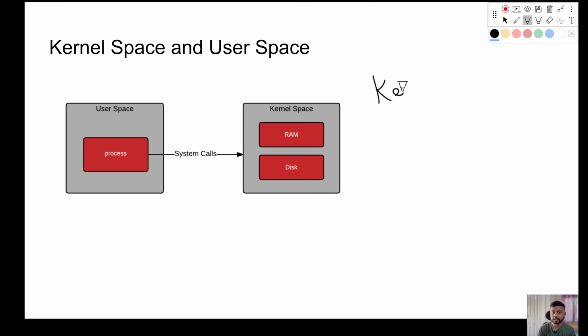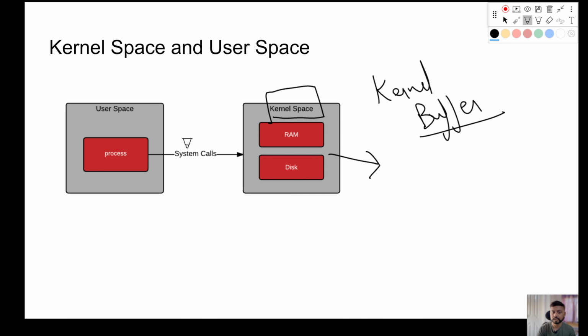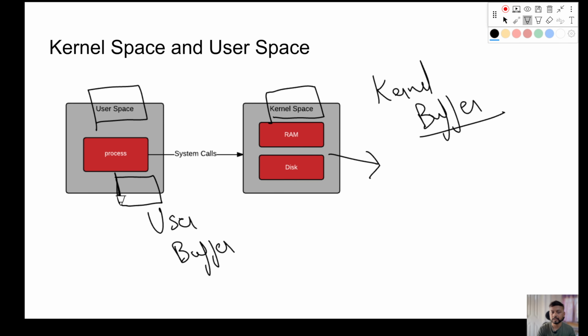So when we say kernel buffer, it is a buffer that lies somewhere inside the kernel space, and the user program has no access to the kernel buffer. And whenever we say a user buffer, this buffer lies in the user space, and the memory for this user buffer is reserved by the program itself.